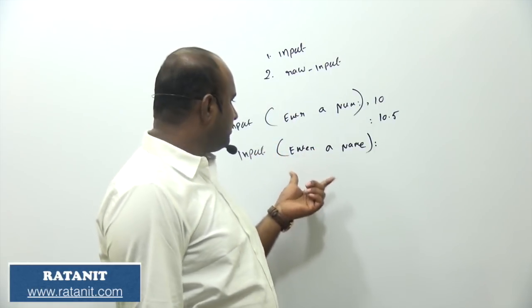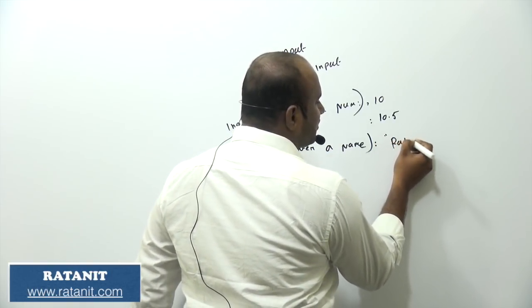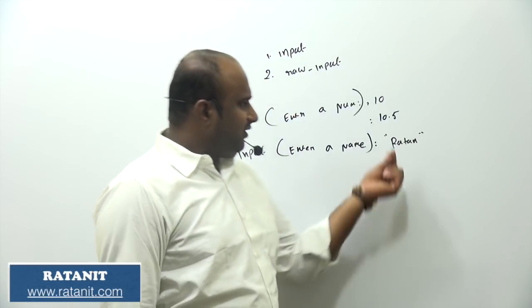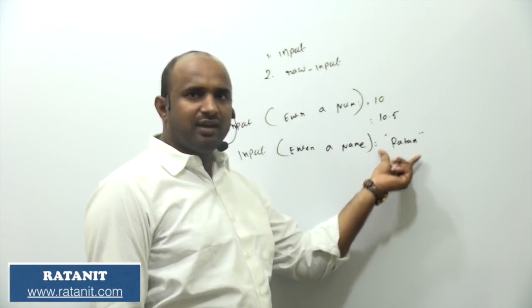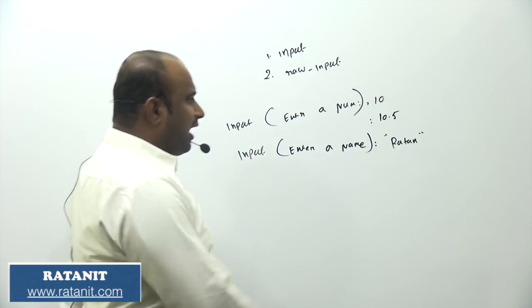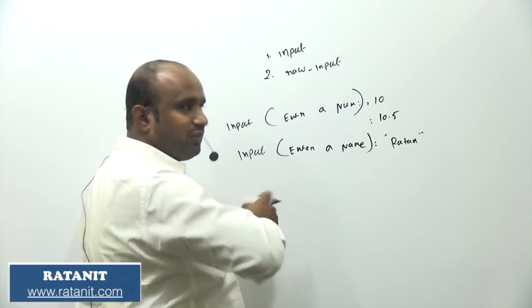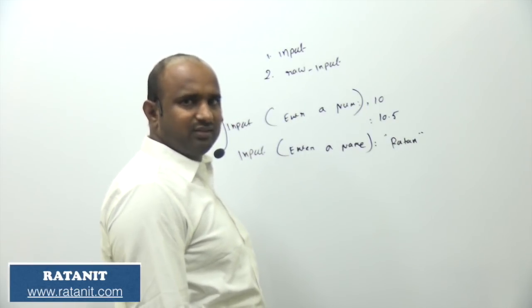Try to take the points. Enter a name means I entered, within double quotes, some data like Ratan. As I said in the previous videos, a string within single quotes is valid, and within double quotes is also valid. So I entered string data. The input function will take the data in string format.